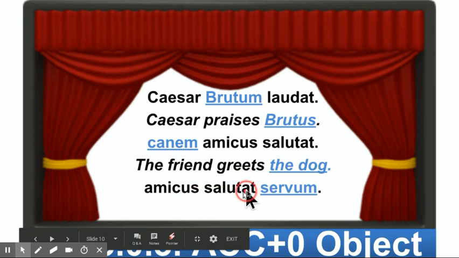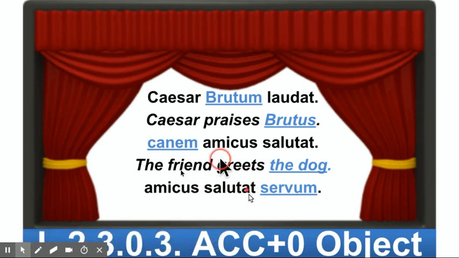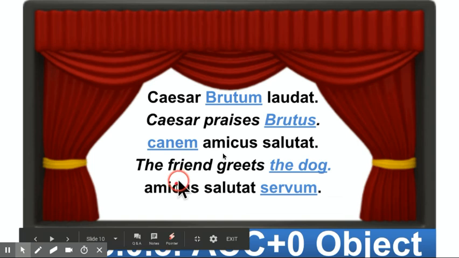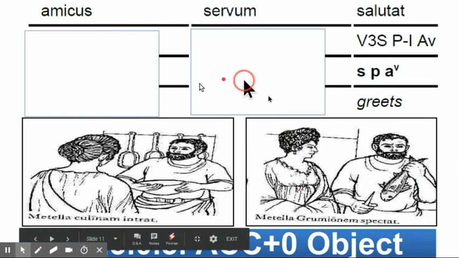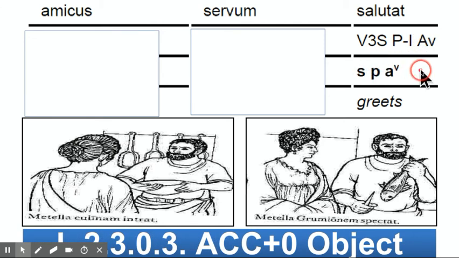This is nice English word order. Salutat, greets. Who greets? Nominative subject phrase. The friend greets the servant, not the dog. So let's figure out how it would analyze. We have salutat. Just write this down: verb, third singular, present indicative active, simple present active. Greets. Okay? So let's start with the subject phrase.